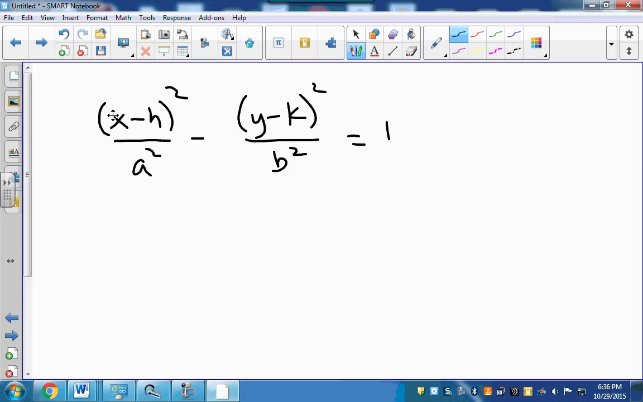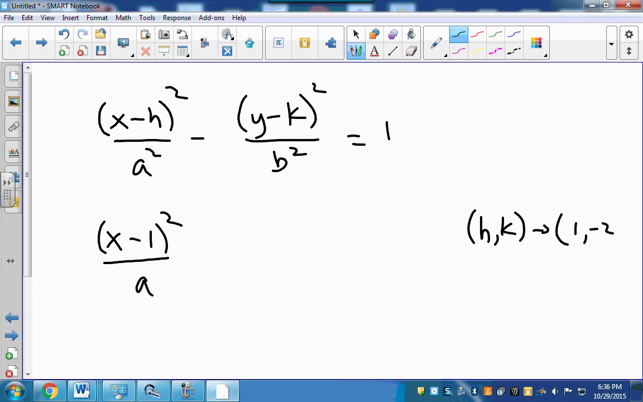By counting in from the vertex points, you'll note that the center, the h, k, is at 1, negative 2. So h, k is the center, and that's going to be at 1, negative 2. So we can put those numbers in. X minus 1 squared. Leave the a squared just for a minute. Y minus a negative 2 would be y plus 2 squared over b squared is equal to 1.